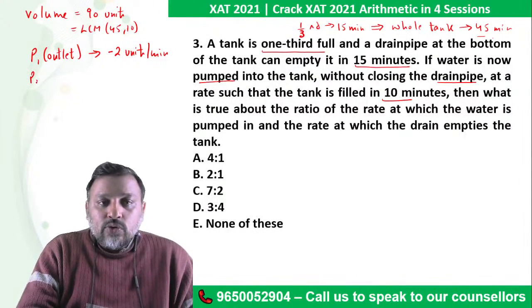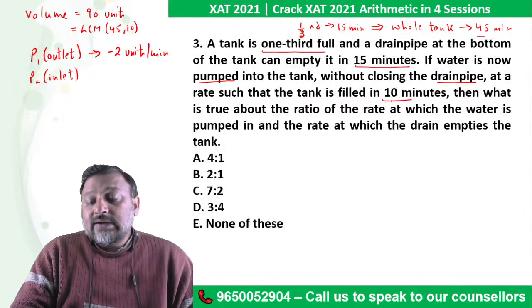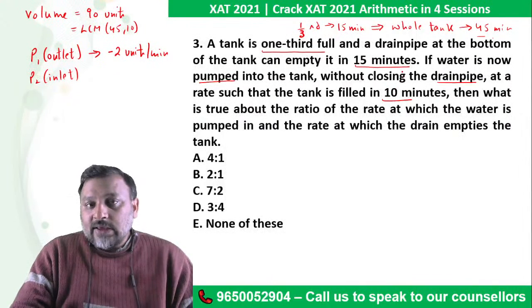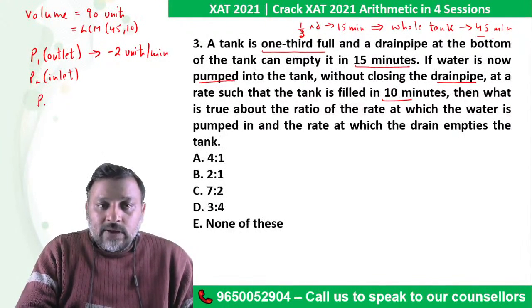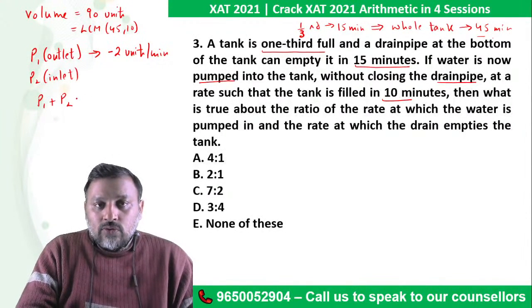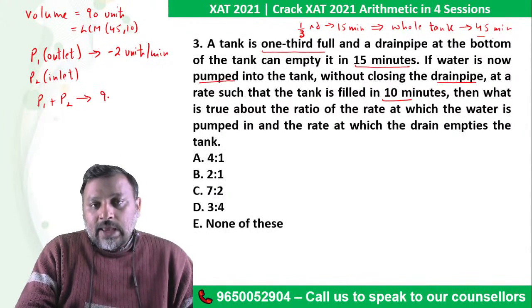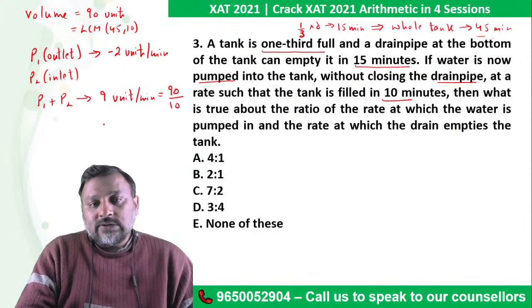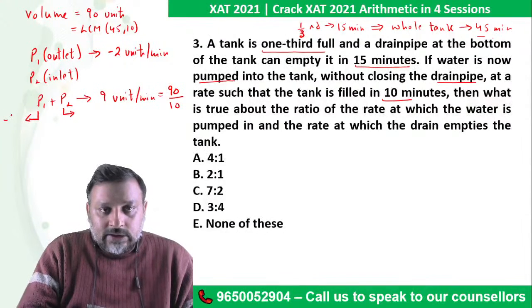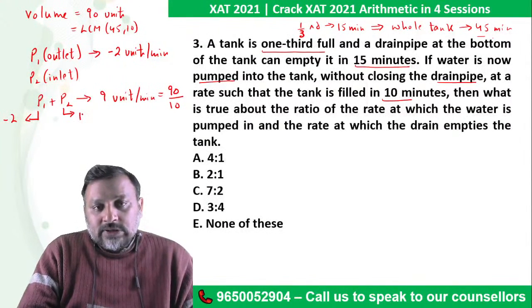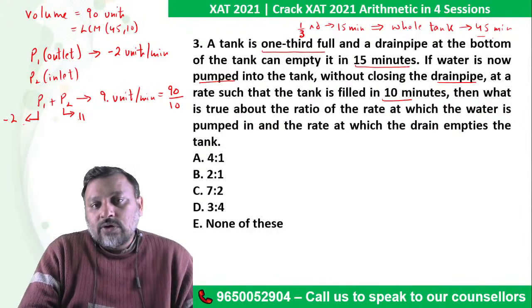And let us say P2 is the inlet. It is given it takes 10 minutes to fill the tank if both these pipes are opened. So that means P1 plus P2, the efficiency is 9 units per minute, that is 90 units can be filled in 10 minutes. We know the value of P1, which is -2. So P2 is how much? 11. Then only the sum of these two would be 9.